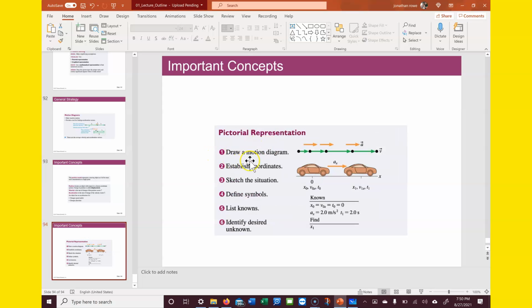Some important concepts here. Pictorial representation, motion diagram, establish coordinates, define the symbols, list the things that are known, and identify what you don't know yet and what you're looking for. All right, that's chapter 1, which is a basic introduction to a lot of concepts we're going to use throughout the course. See you next time.